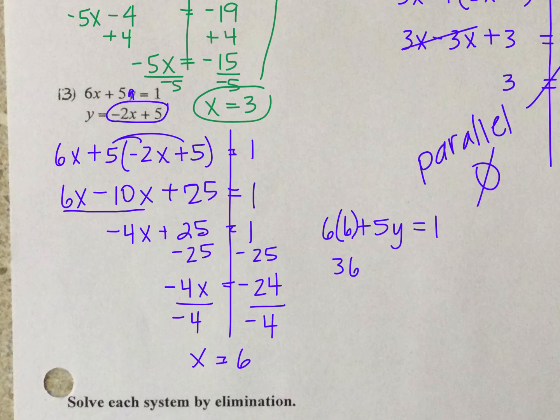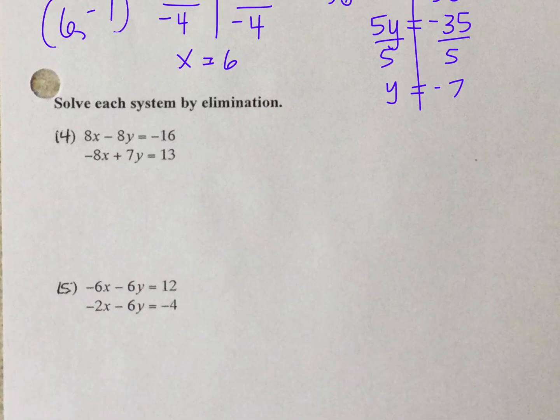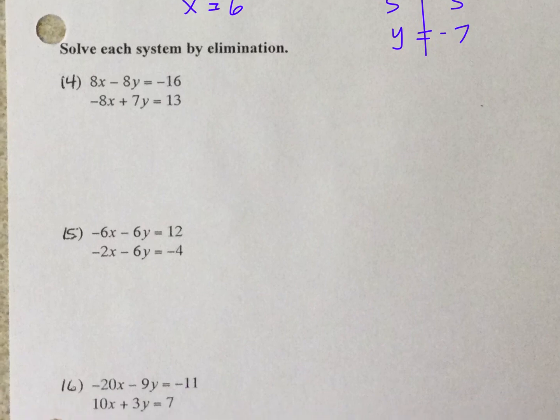So I have 36 plus 5y equals 1. We'll subtract 36. 5y equals negative 35. Y equals negative 7. So I have an x and I have a y. So my final answer would be 6, negative 7. The last ones we're going to do is elimination. It's what we've been most recently working on.